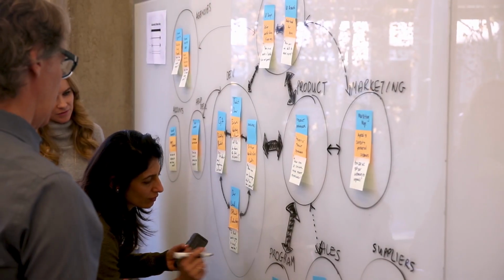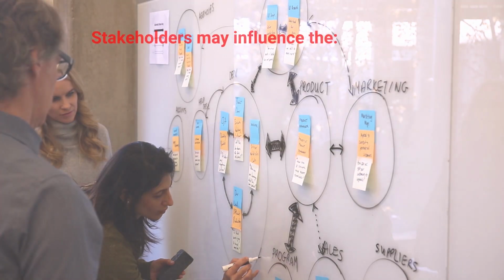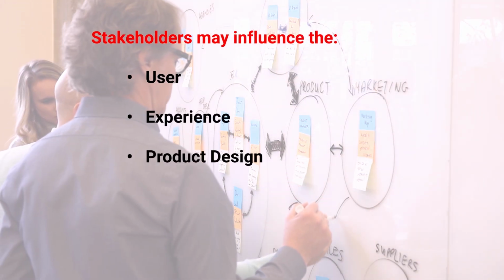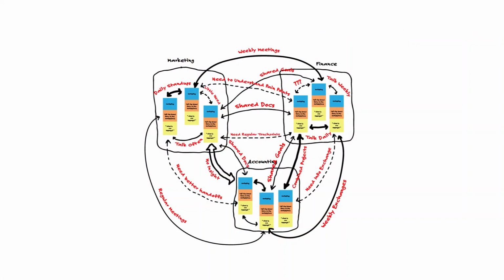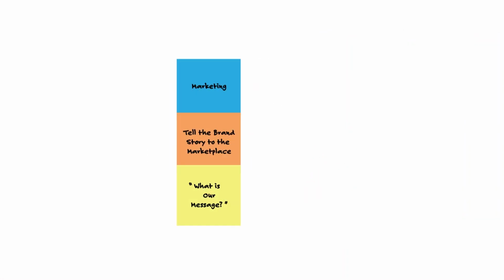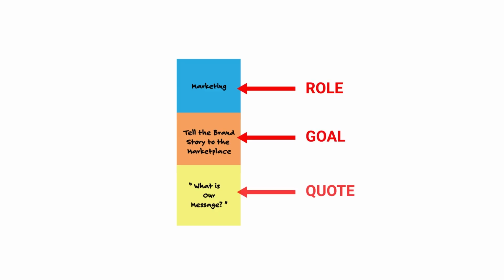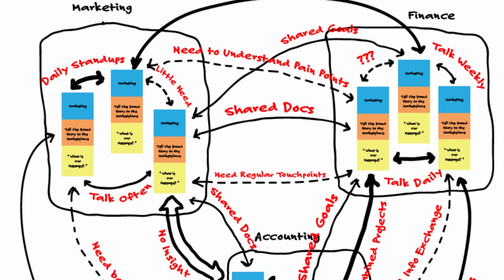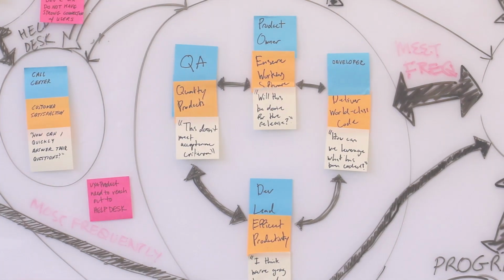This means exploring how each of the stakeholders may influence the user, the experience, product design, and delivery. Let's examine each of the component parts of a stakeholder map. Each of the stakeholders are defined by their role, their goal, and a quote that relates to their day-to-day activities. Arrows are used to indicate the current strength of the relationship. Annotations help explain the current strength of the relationship.